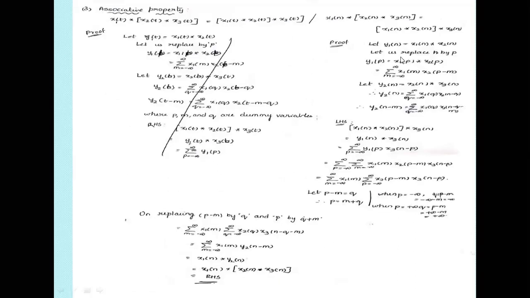The remaining properties are the shift property, convolution with impulse, convolution with shifted impulse, and convolution with step function. In the previous examples we also saw that convolution with an impulse signal gives the same signal: x of t convolved with delta of t is x of t. And x of t convolved with the shifted version, delta of t minus t naught, gives x of t minus t naught, the shifted one.